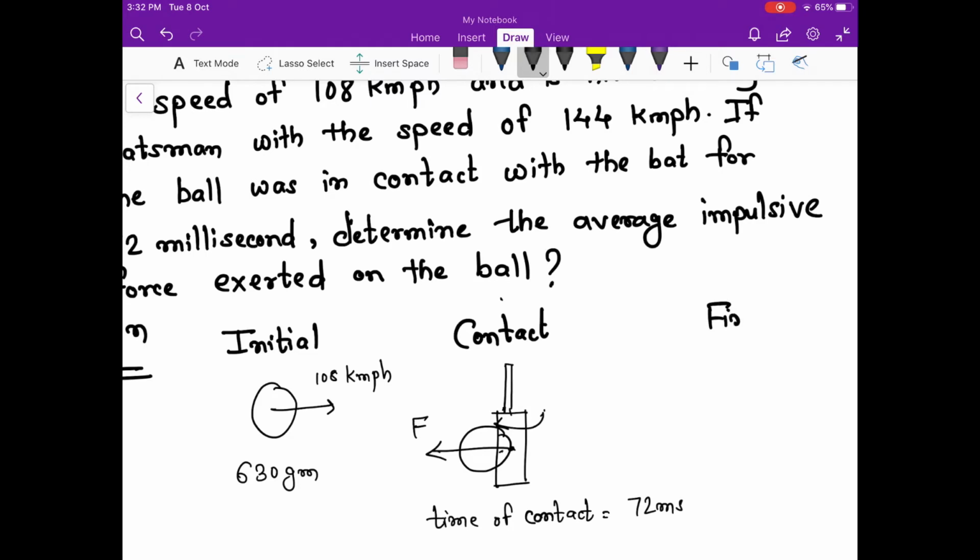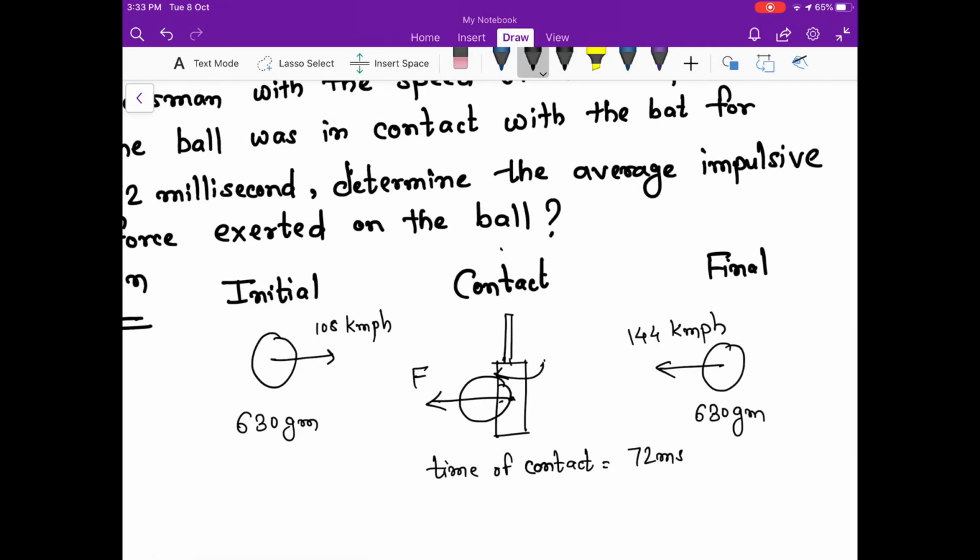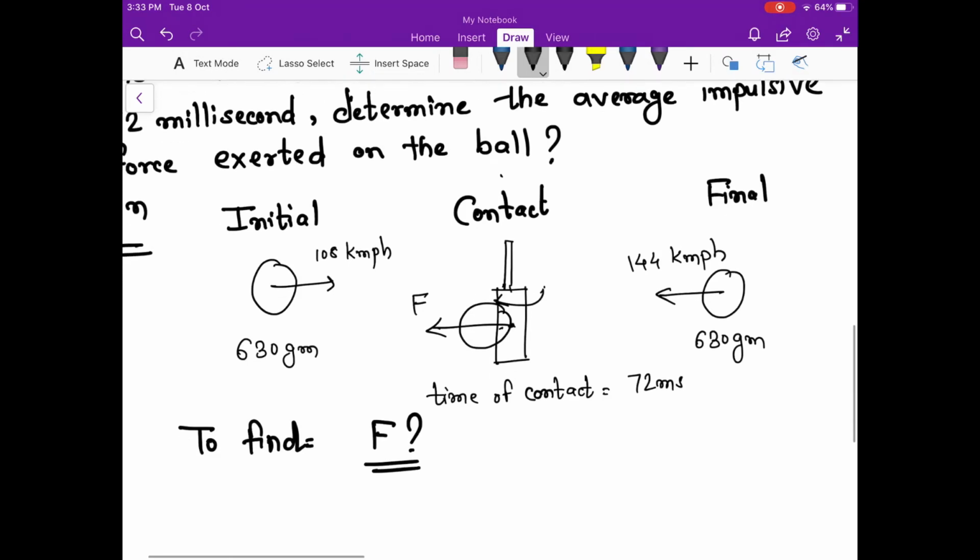And the third thing that is given is the final. The ball leaves with a velocity of 144 km per hour, right? So this is the data, and we know the mass of the ball. The mass of the ball, initial and final, will remain the same, 630 gram, right? So what we have to find is the force, the force by which the bat hits the ball, which is unknown, right? So that is what we have to find.